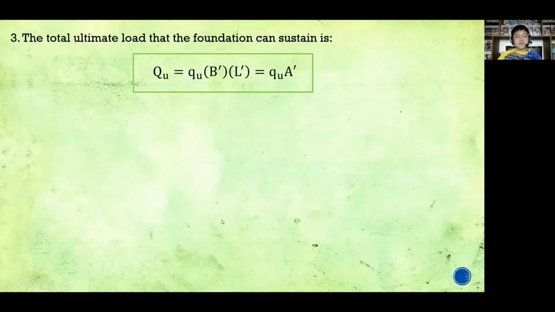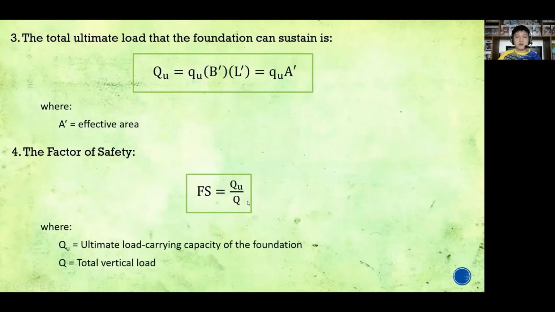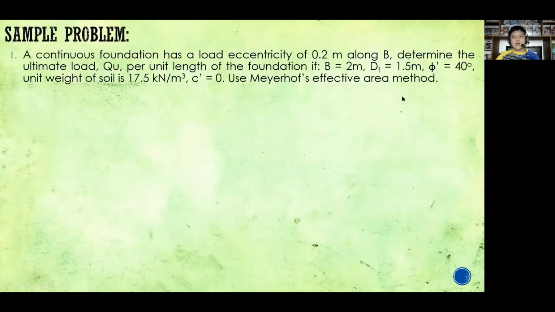For process 3, the total ultimate load that the foundation can sustain is QU, the capacity, times B prime times L prime, or QU times A prime, our effective area. And the factor of safety is equal to, again, the resisting QU, the capacity, over the total vertical load, or the Q allowable.